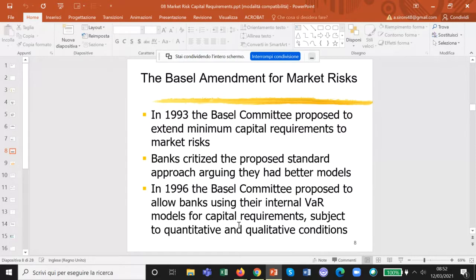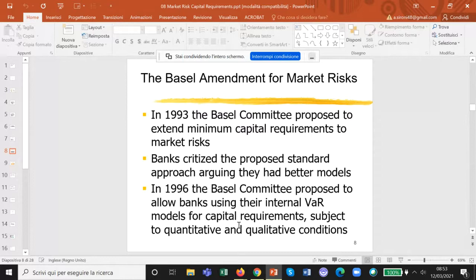And so the banking industry said, you should not impose on us how much capital we need for market risks. We have our own models. These are very good models. And we know how much capital we need based on our value at risk models. So you should allow us to use our own models to set the amount of capital we need.